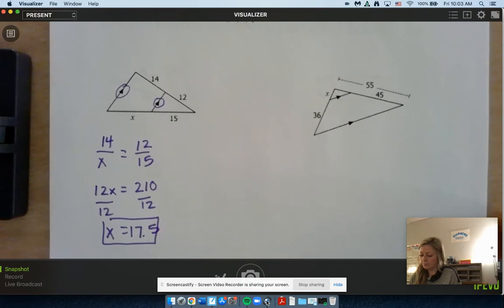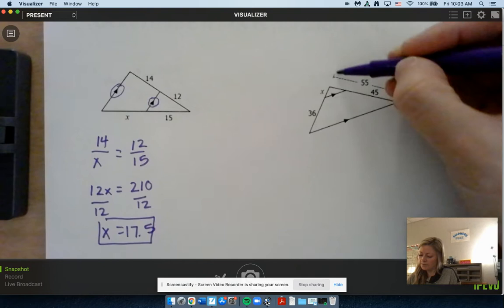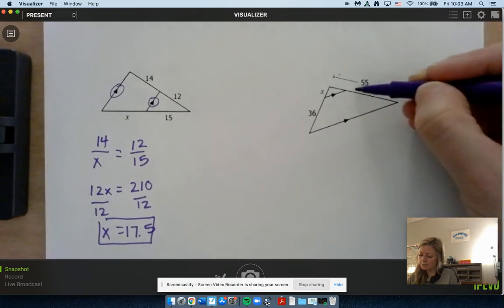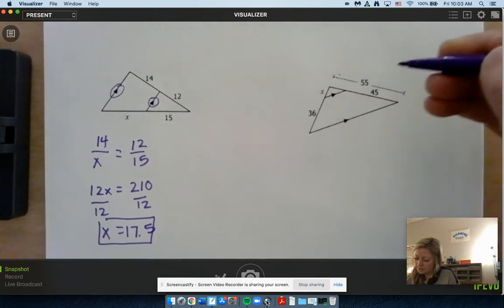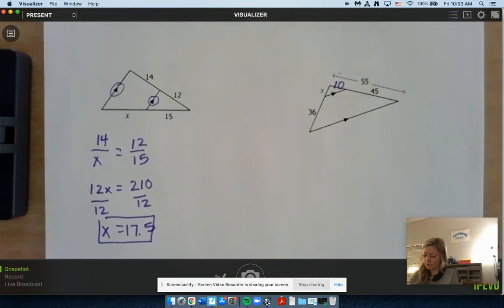Let's try another one. We're looking for x here. We know this whole side length's 55. We know up to here is 45. So what's left over of our 55 is 10. So I'm going to write 10 there. And now we can set up our proportion.